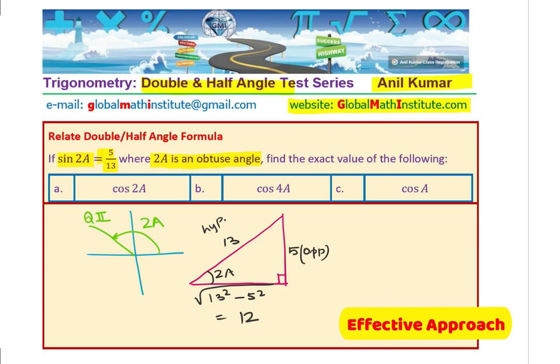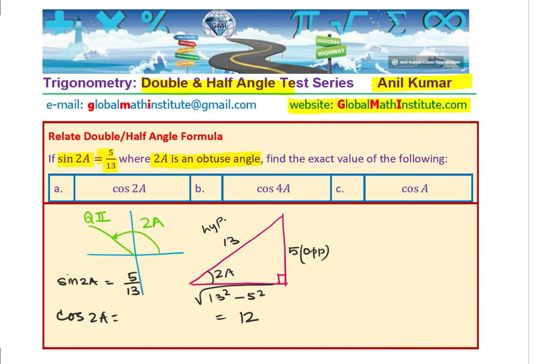Now, from here, we can easily find what cos 2a is. When we say that sine 2a is equal to 5 over 13, cos 2a will be what? Well, it has to be negative, first thing, because that angle is an obtuse angle, and then adjacent side 12 over 13. Does it make sense to you? So from the given information, we already know what cos 2a is. So we have answered the first part of this question.